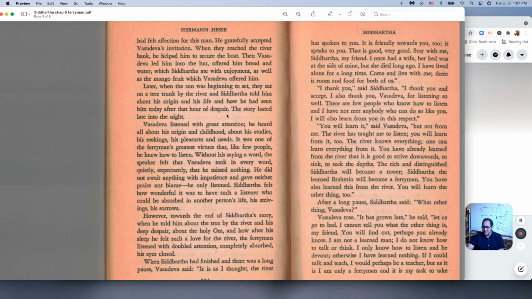What was the hour of despair? After he left his old life and he felt horrible, right? And he thought about suicide. That was his hour of despair.